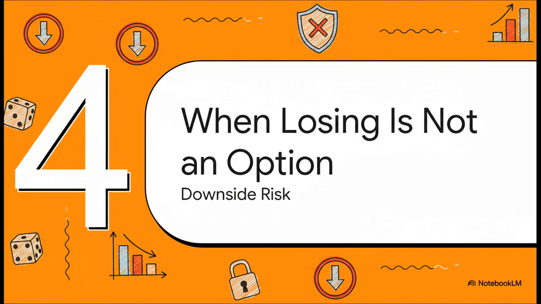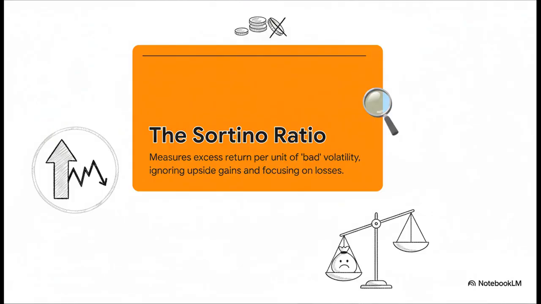Now let's grab our final tool. This one is for a very specific kind of client, the one whose primary goal isn't just to make money, but to absolutely positively not lose money. Meet the Sortino ratio. You can basically think of it as a much smarter, more refined Sharpe ratio.